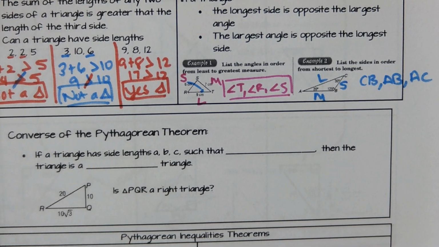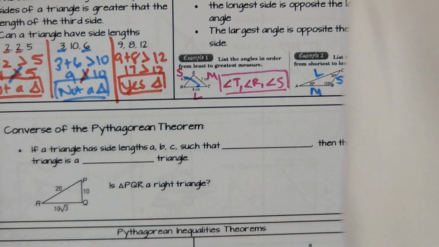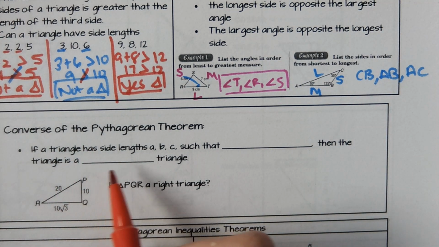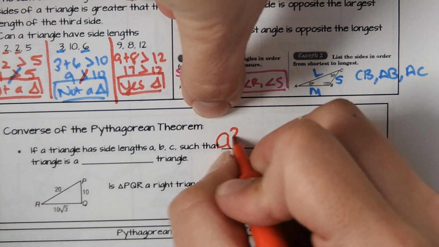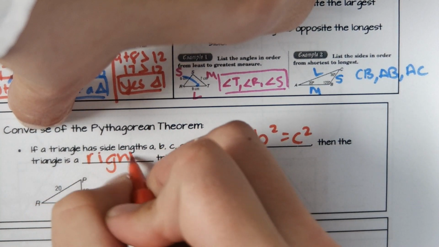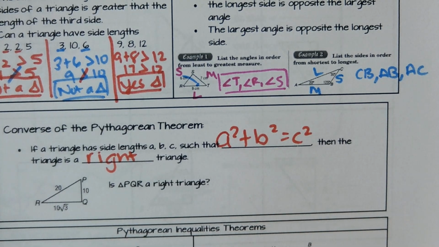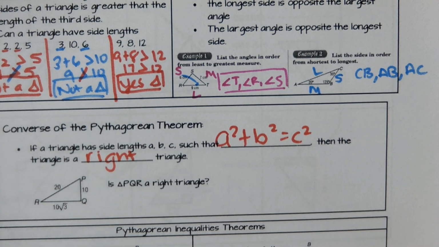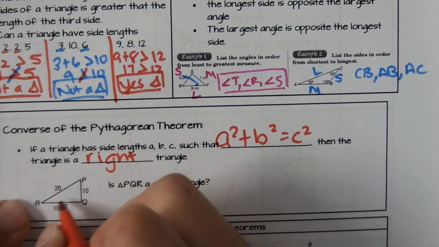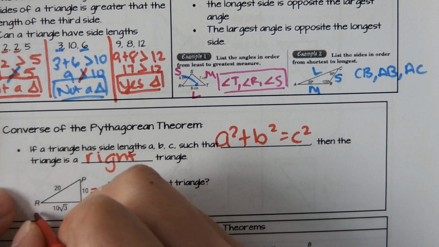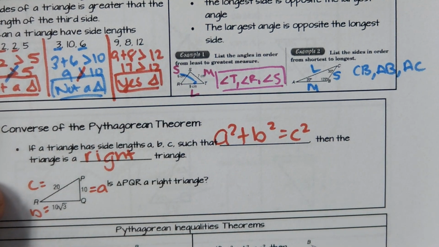Okay, the next concept is new, unless you got to it on Alex already. It says the converse of the Pythagorean theorem. If a triangle has side lengths a, b, and c, such that a squared plus b squared equals c squared, then the triangle is a right triangle. So just as we can use the Pythagorean theorem to solve for side lengths in a right triangle, we can also prove that a triangle is a right triangle because this equation works. So here it gives us a triangle. We want to know if it's a right triangle.